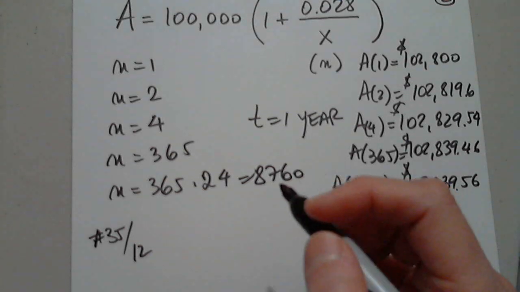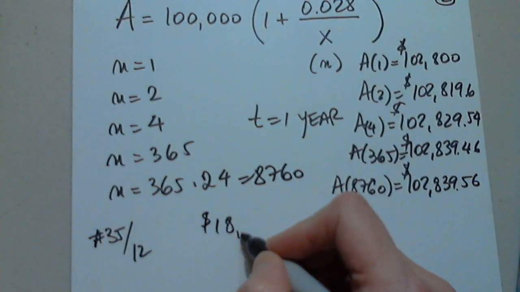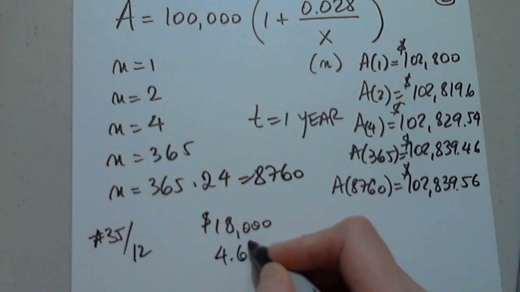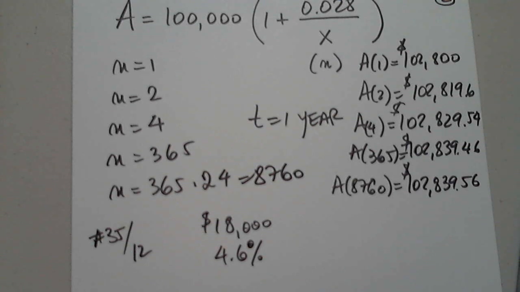Okay, so the loan is for $18,000. And the interest rate is 4.6%. I just want to copy and 3 years. Okay, what is the monthly payment? And let's take a look at the formula.